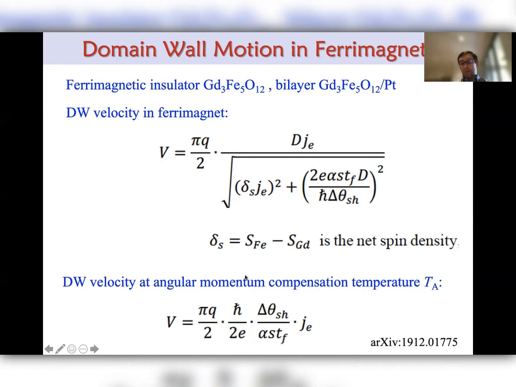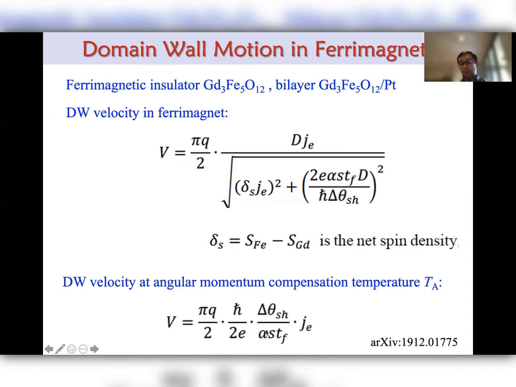But at the same time, it doesn't mean that the overall magnetization is zero, because the angular momentum compensation temperature generally does not coincide with the magnetization compensation temperature. For this material, the difference is roughly 10 Kelvin. But anyway, at the angular momentum compensation temperature, this expression can be rewritten in a much simpler manner, like shown here. You can see that the velocity will be proportional to the current density J_E, also proportional to the width of the domain wall delta and the spin Hall angle theta, and inversely proportional to the Gilbert damping alpha. So that's a very reasonable expression in this case.